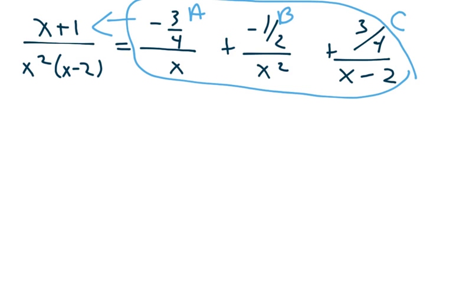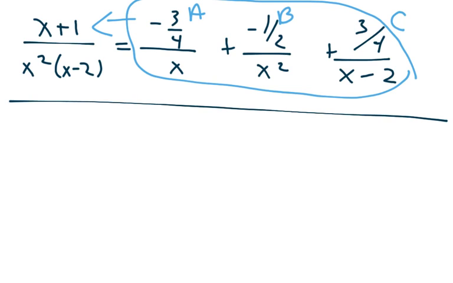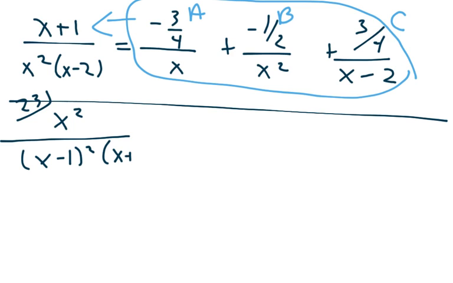Okay? The next one I found was 23, so let's look at 23. 23 is quite long, so I don't know how far we're going to get on this, but let's do 23. Let me start it on this page. We have x squared over x minus 1 squared times x plus 1 squared.